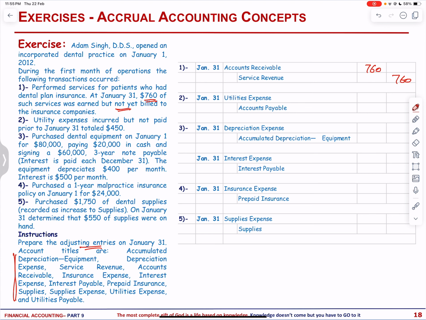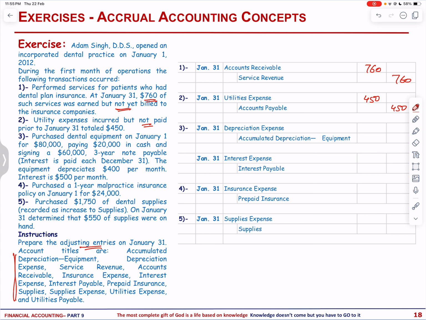Then utilities expense incurred but not paid prior to January 31, total 450. So this is utilities expense for 450 and accounts payable is credit by 450.